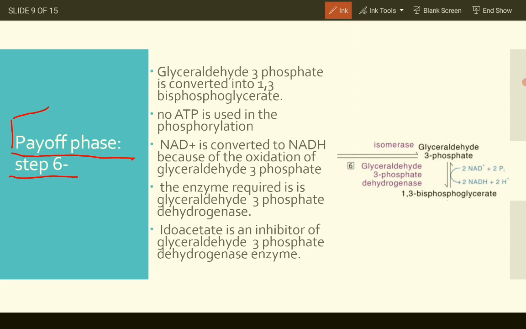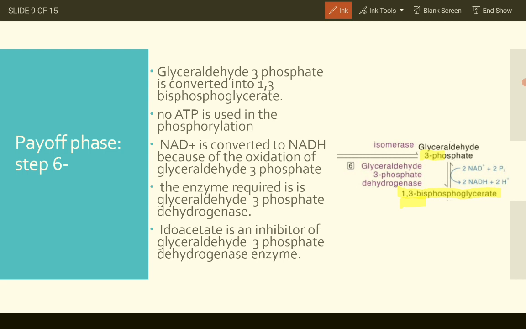So in step 6 what is happening is that glyceraldehyde 3 phosphate is converted into 1,3 bisphosphoglycerate. So as you can see, glyceraldehyde 3 phosphate has only one phosphate molecule, while here the 1,3 bisphosphoglycerate has two phosphates. So one phosphate is being added, which is not through ATP, okay, it is through an inorganic compound, but it is not through ATP.